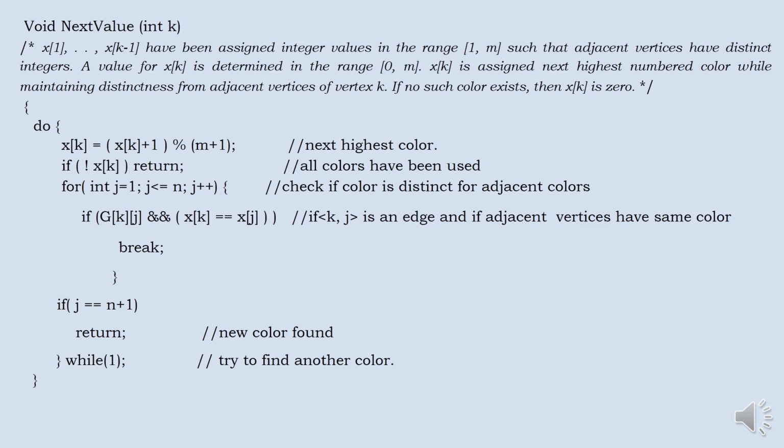Now if the adjacent vertex had got a different color, then this condition will not be true. Then it will check for every other vertex and ensure that all adjacent vertices have different colors. So when j becomes n plus 1, you would have come out of this for loop. At this point, if j is equal to n plus 1, you have successfully assigned a color to the kth vertex. So return back to the calling function.